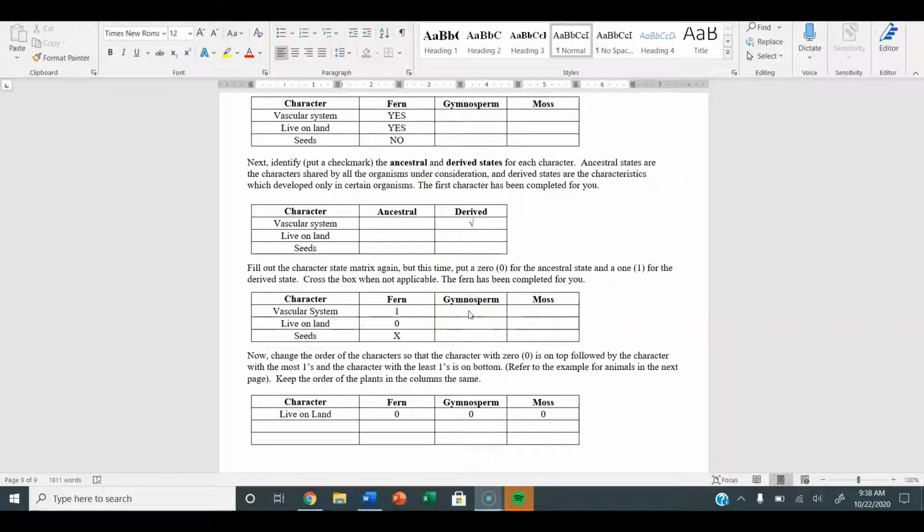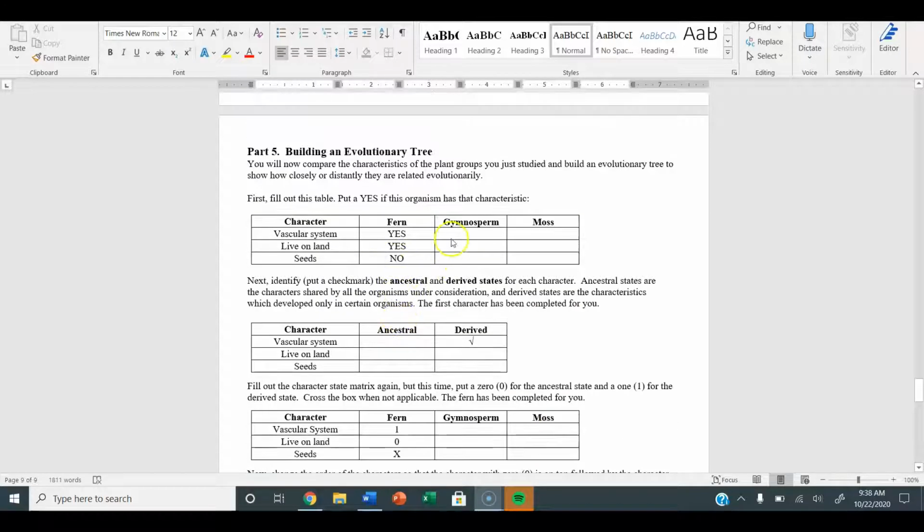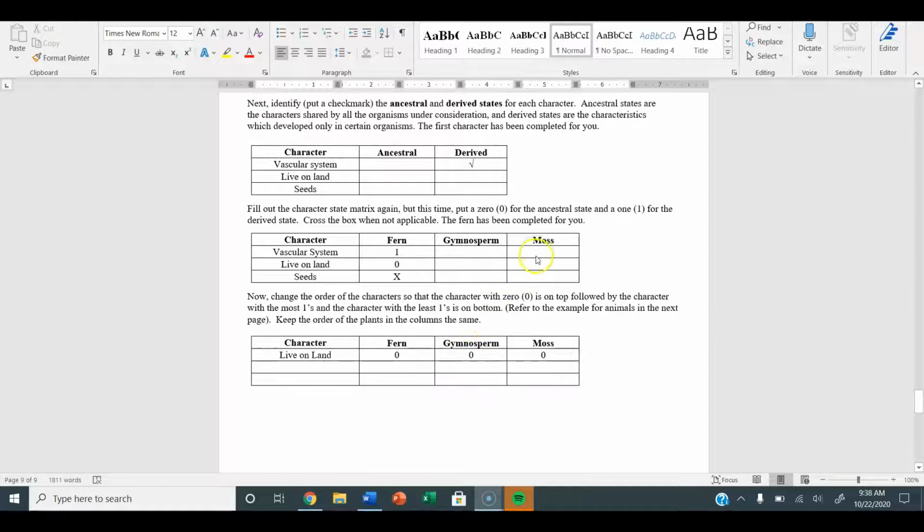Gymnosperms, do they have a vascular system? If they do, they get a 1. If they don't, you can put an X or you can put a 0. It gives you the same result. Okay. Moss, do they have a vascular system? Did you put a yes up here? Either an X or a 0 if they don't, or give them a 1 if they do. So fill this in with 1s and 0s and X's. Like I said, the X's are essentially a 0, so you can use 1s and 0s. I think it's a little easier to understand.